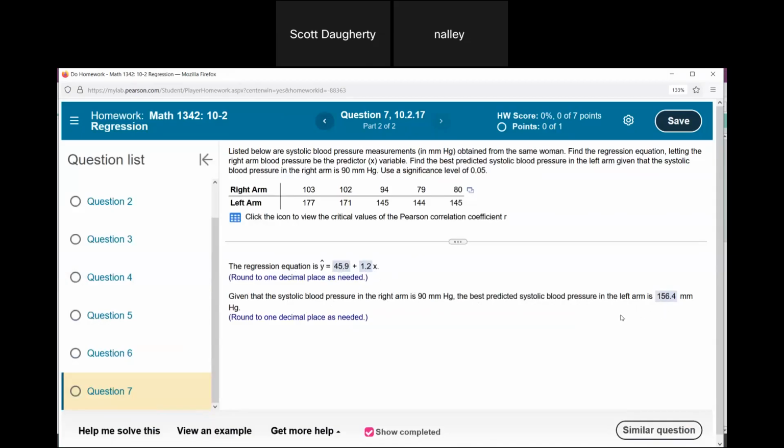And it's very tempting to plug 90 into here and see what you get. That's not how you make a prediction in this case. The regression line is not modeling the sample data. It's not linear. This does not form a line, right? If you make a scatter plot of this data, it's not forming a line. That's why we did the hypothesis test.